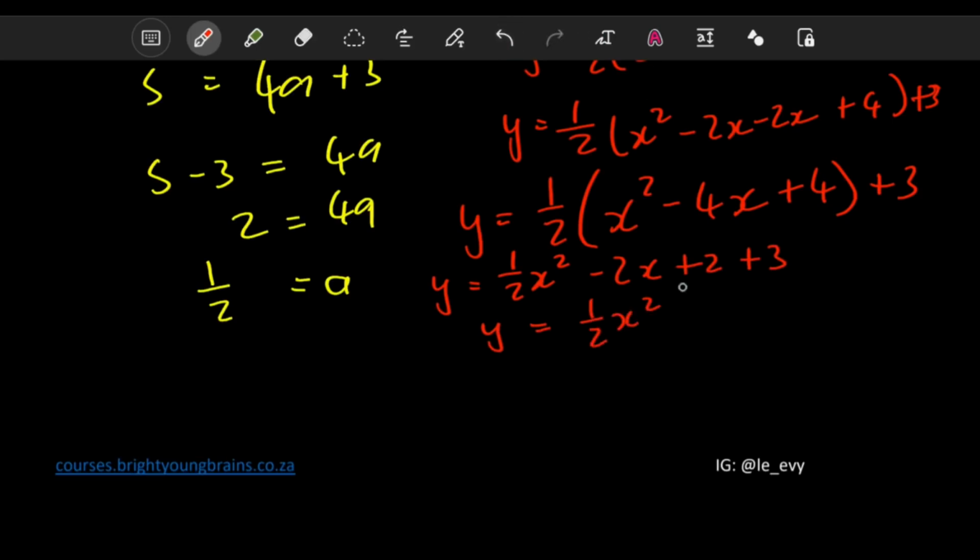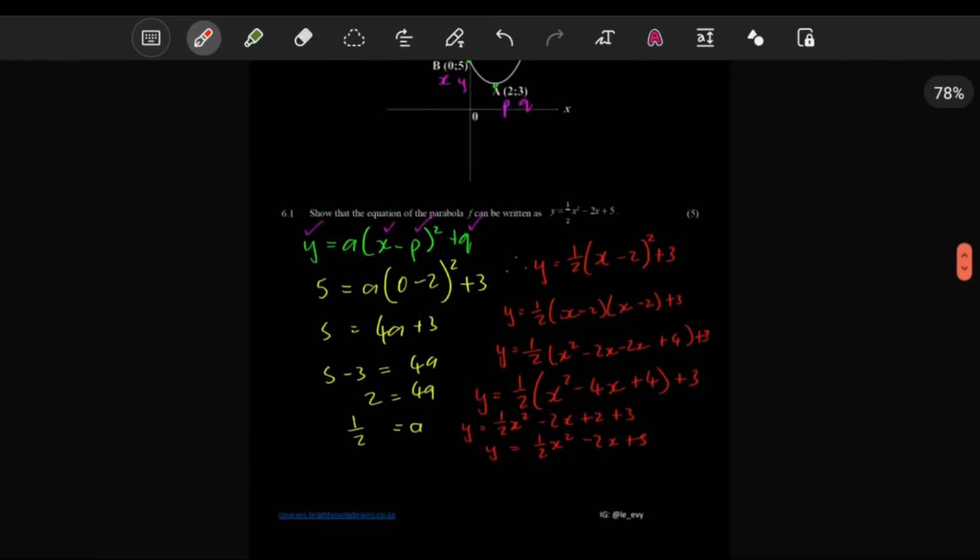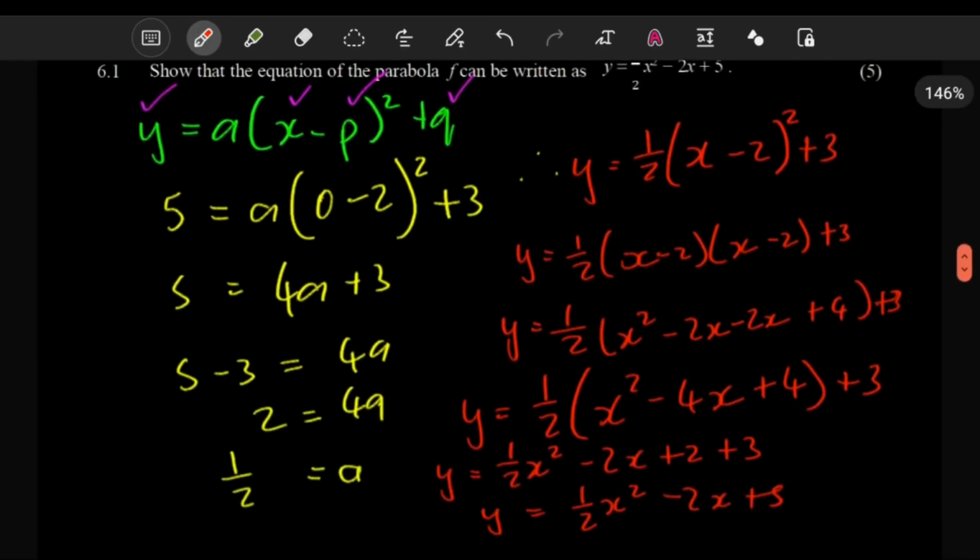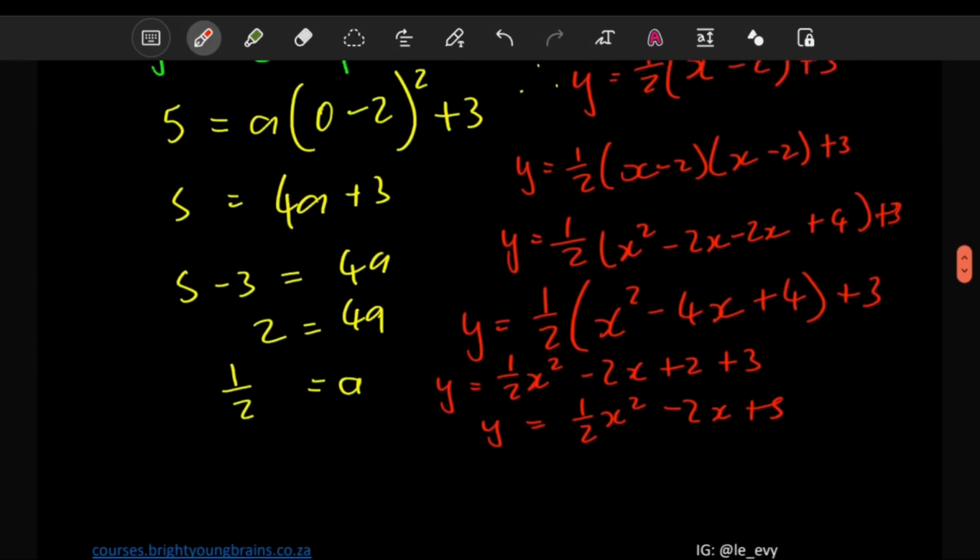Squared. This is just on its own. And then 2 plus 1 is 5. And then look, it's exactly what they have, man. It's exactly what they have.